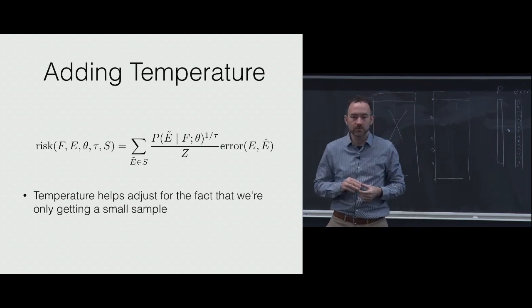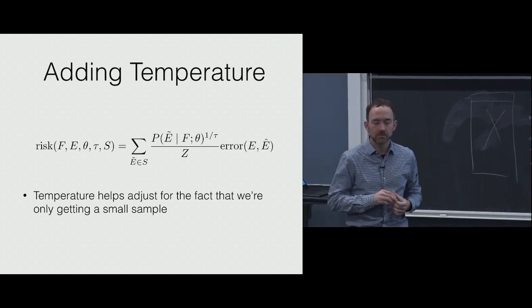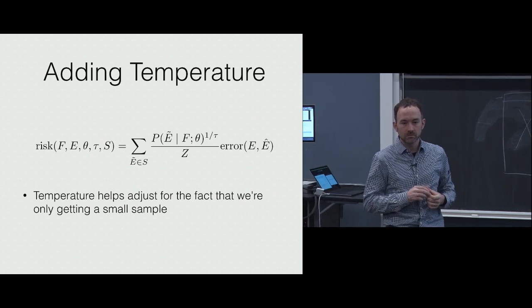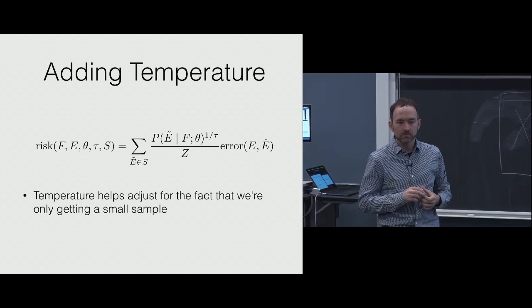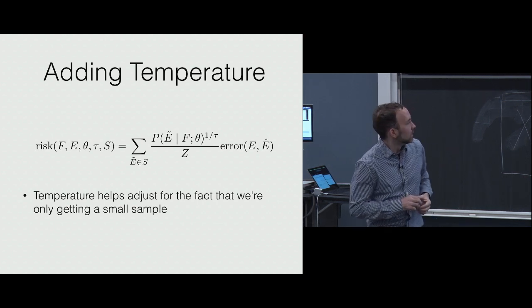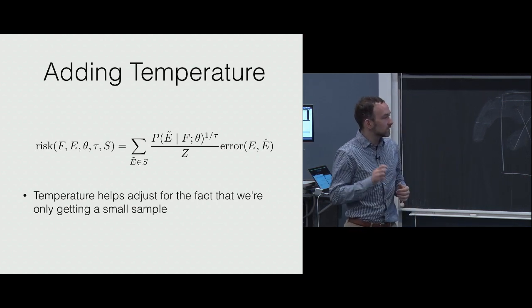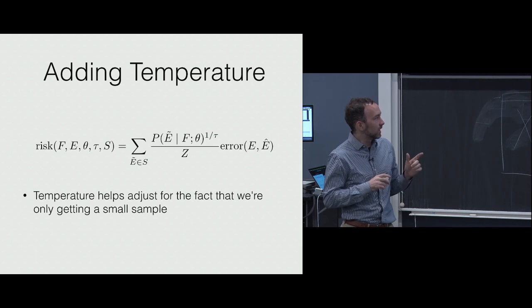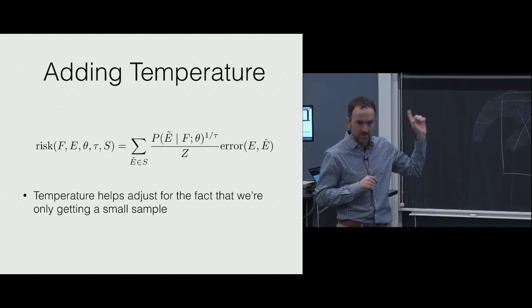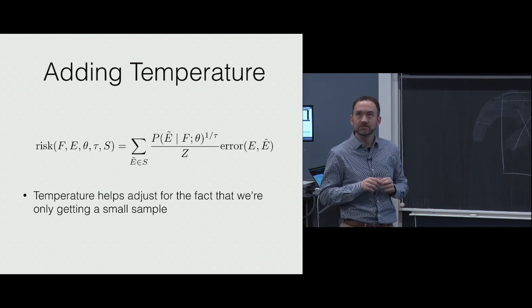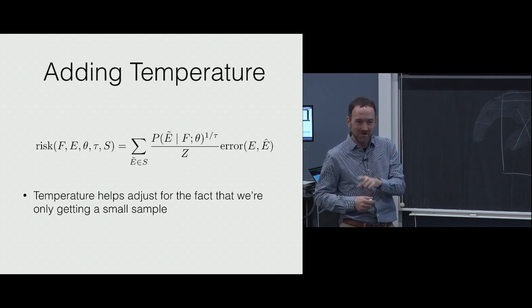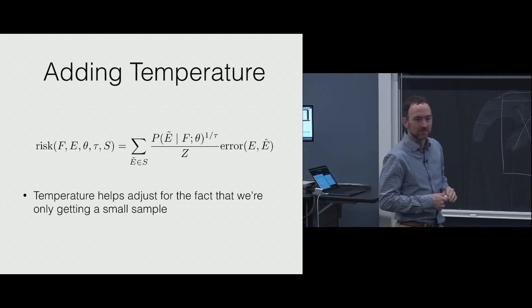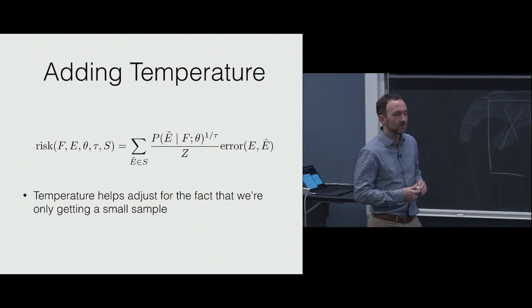Why do we even need the probability term, if we just sample from the distribution? That's a good point. Why do you need the probability term here? I'm going to talk about something else for a second next, and then I'll go back to that. Any other questions?